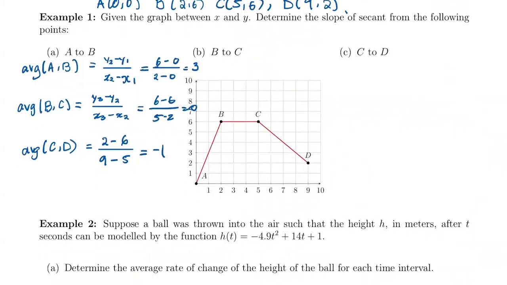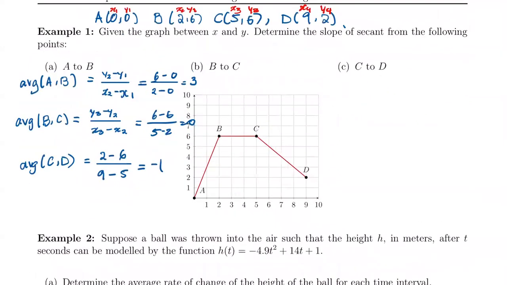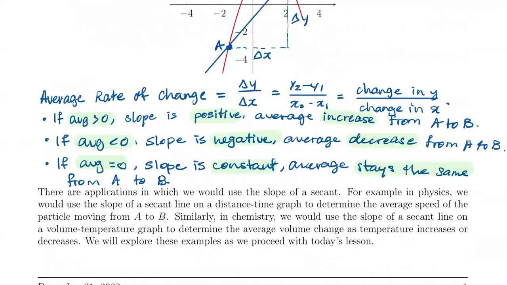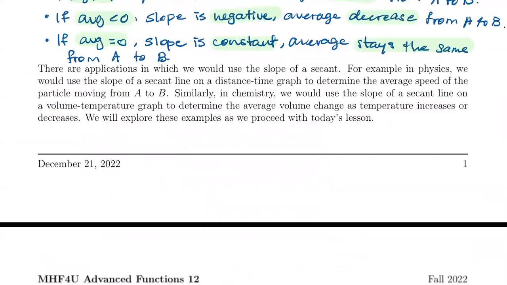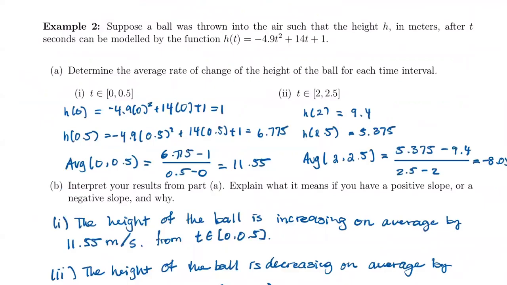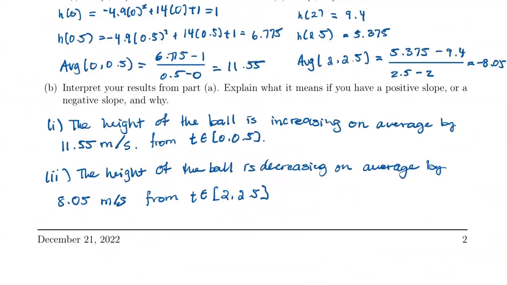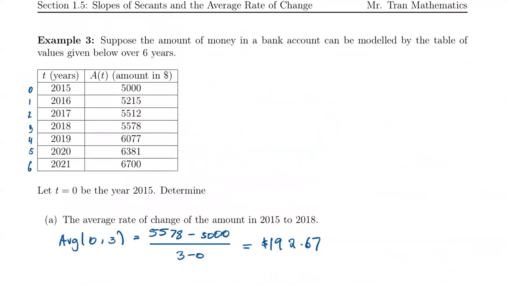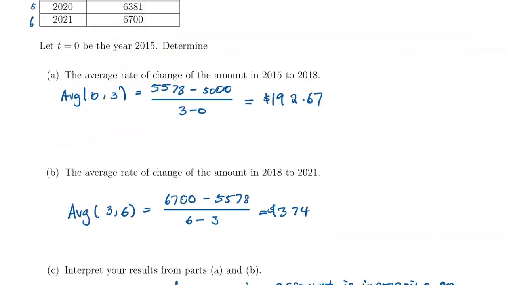And we had a look at the 3 examples, where each of these represents how we should be familiar with the averages and the slopes being positive, negative, and constant. Then we looked at some applications, one involving the height of a ball and how to interpret the results, and one financial application that involves money and how it can be modeled using a table of values.